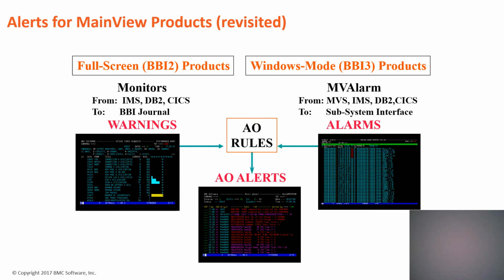Exceptions can also be generated from the Windows mode products, including MainView for ZOS, IMS, DB2, and CICS. Those exceptions are written via MainView Alarm Manager to the subsystem interface, where they can be picked up by AO to generate alerts or take other automated actions.